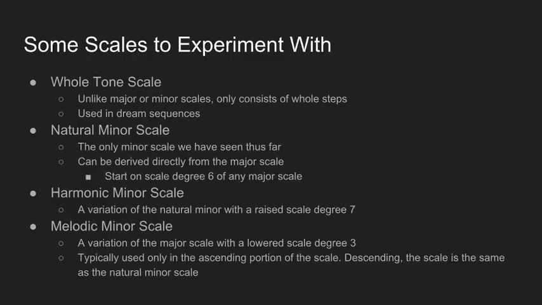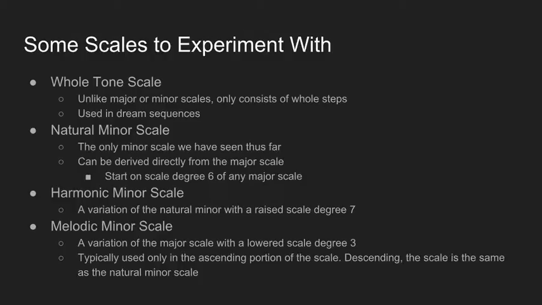When you have a harmonic minor, a simple way to look at it is that it's the natural minor scale, except with a raised scale degree 7. So if you remember, in our natural minor scale, there is a whole step between our scale degree 7 and our tonic. And so when you raise scale degree 7 in a natural minor scale, there's now a half step between the two.